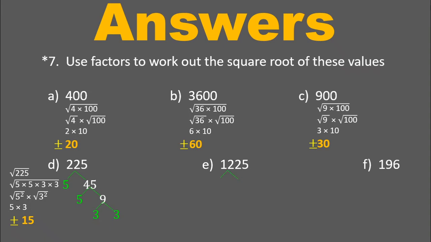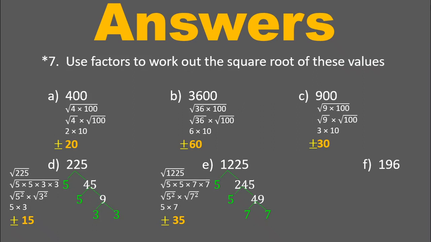1,225 can divide by 5, and the answer is 245. 245 can also divide by 5, and the answer is 49. Oh, do you notice what I notice? 49 is a square number. 49 can divide by 7, and the answer is 7. Once again, we can write 1,225 as a square number multiplied by another square number. So we can square root each of those numbers, and we'll have the square root of our original value, 1,225. It's positive or negative 35.